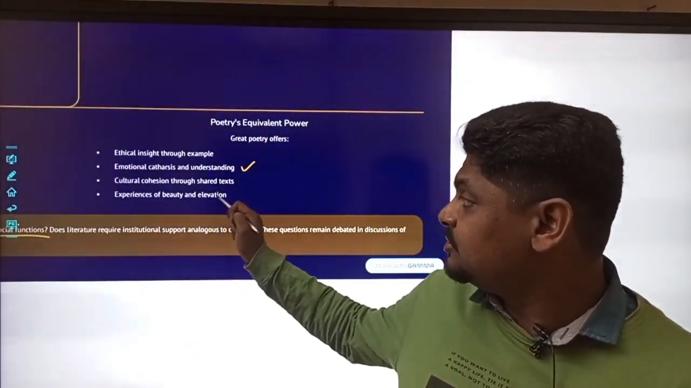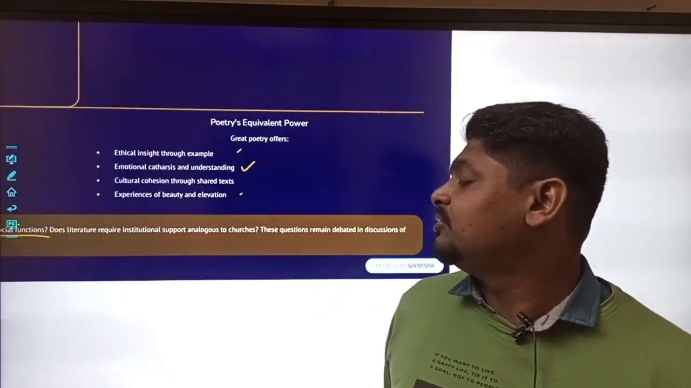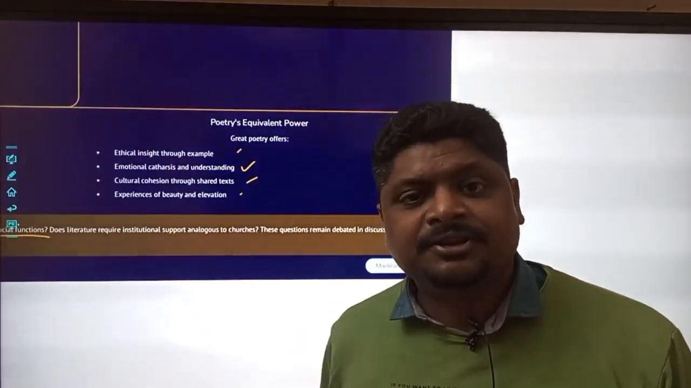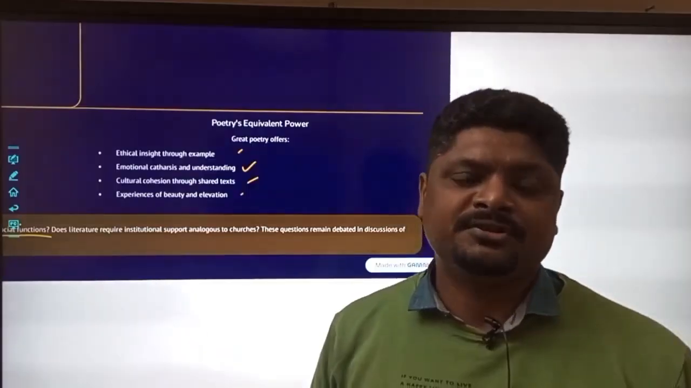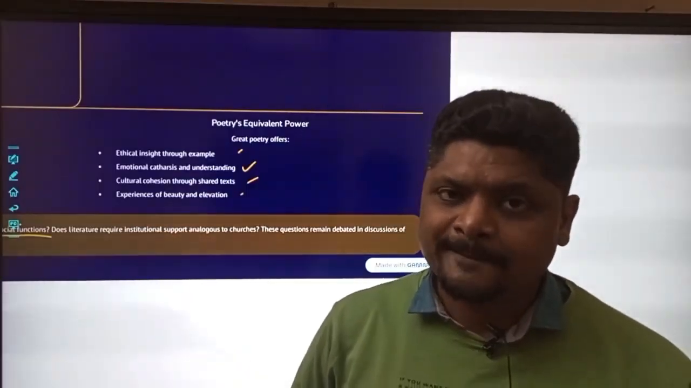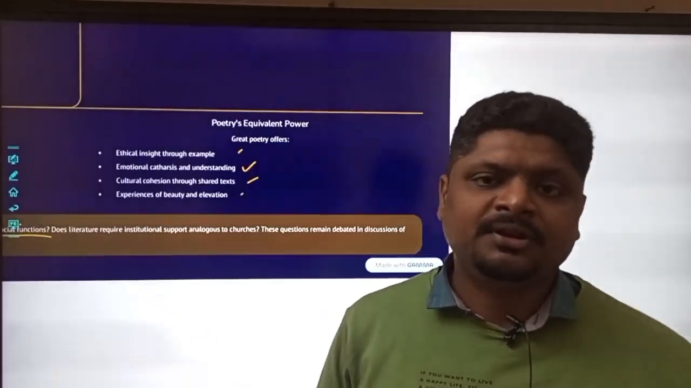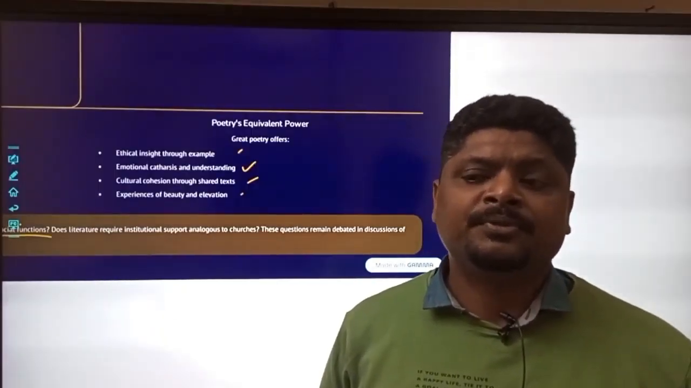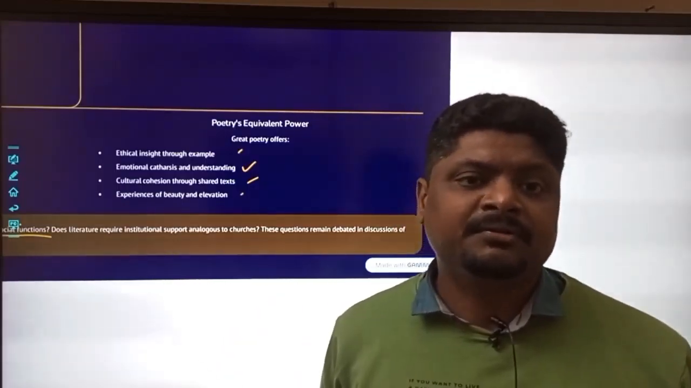Cultural cohesion through shared texts, experiences of beauty and elevation. Okay, so these are the takeaways that poetry can give you, even in the Victorian disorder, even in the decentered universe of the Victorian era. So that's the difference that we make between poetry and religion: what religion could give, and what poetry can give right now.